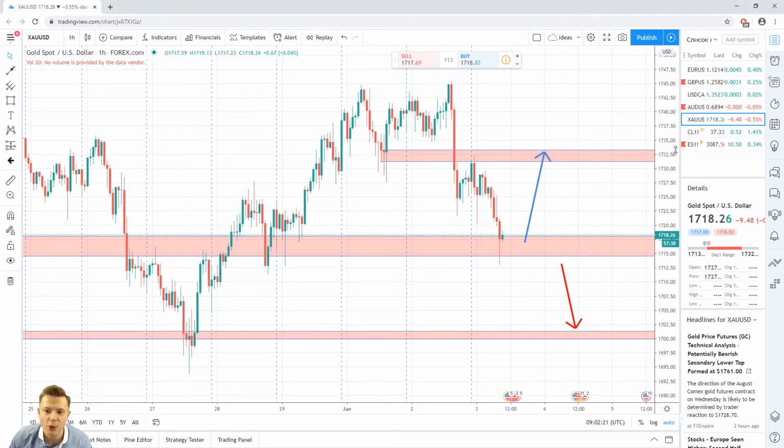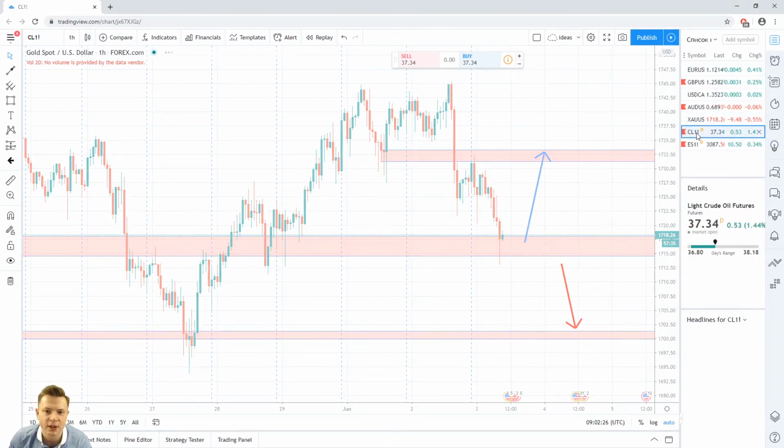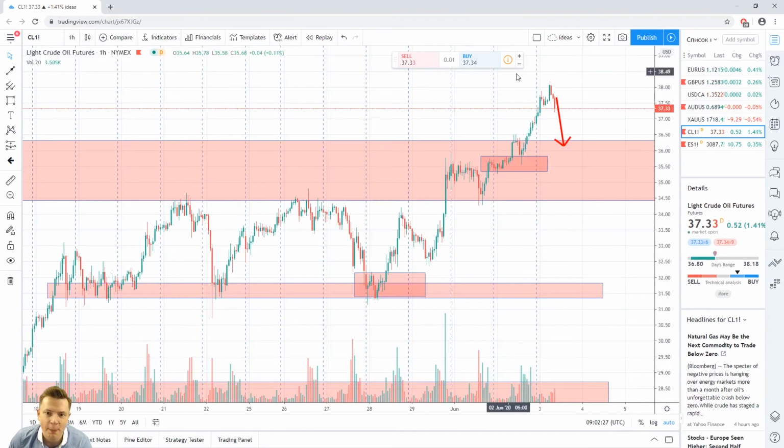Another instrument is oil. In oil it is a very clear and simple idea. I expect a pullback from the current price until 36.50 or 36.20. This is the price zone between 36.50 and 36.20.